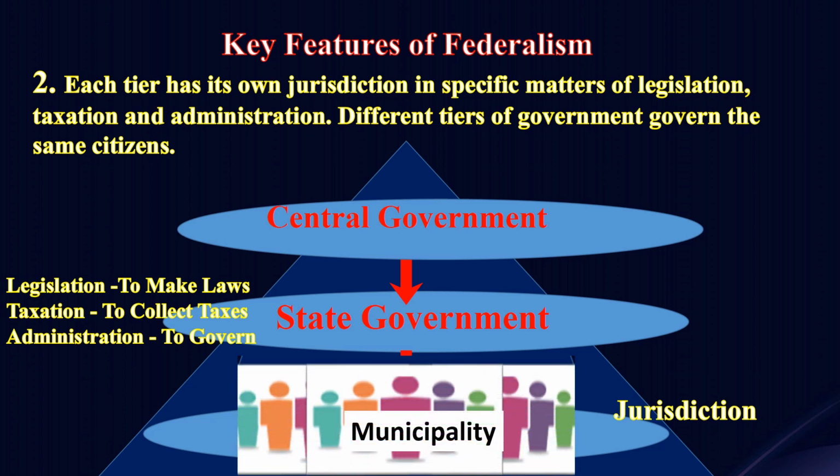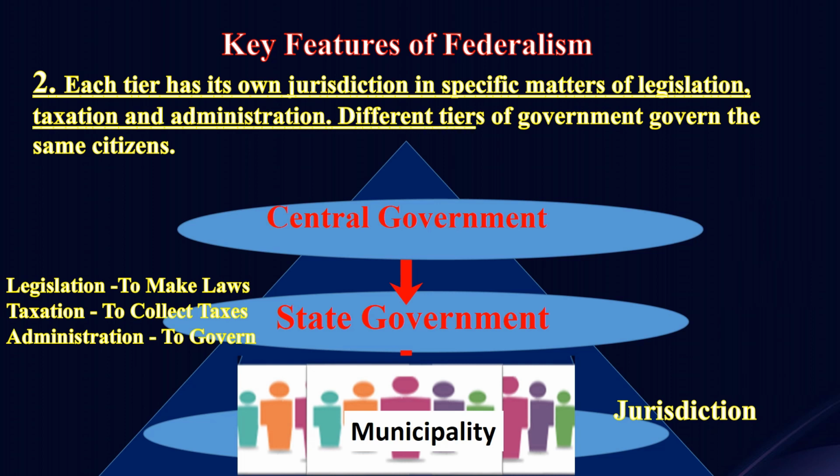For example, the municipal corporation governs the people of a city. Now, this city comes under a state and a country. Thus, the state government and the central government also collect taxes or govern the people of the city, because the people of the city are also citizens of the country as well as the state. Thus, the same citizens are governed by the central government, the state government, and the local government. Different tiers of government govern the same citizens, but each tier has its own jurisdiction.